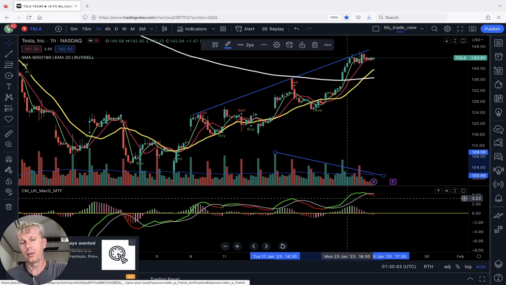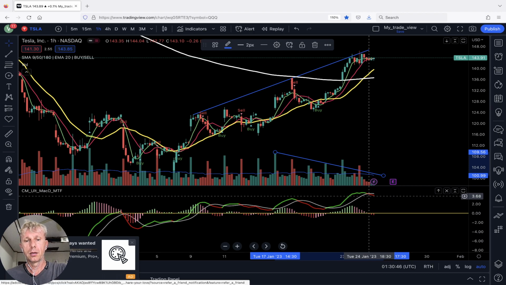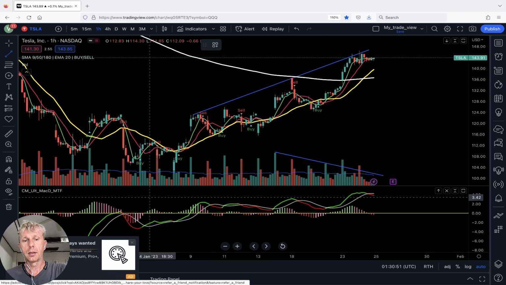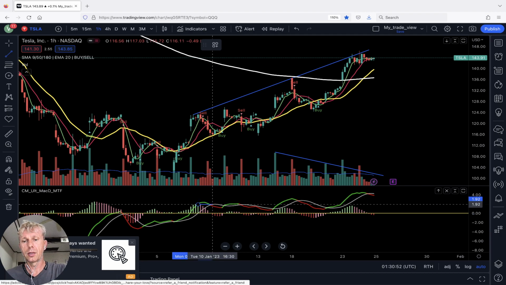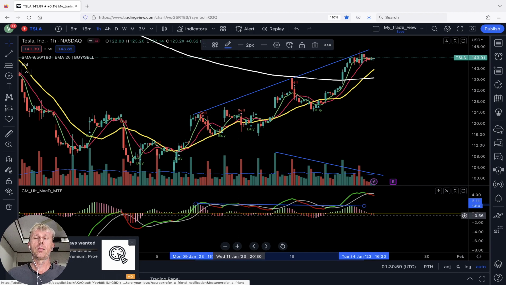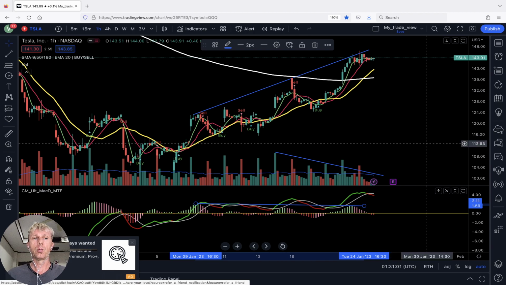MACD did a bearish crossover, and MACD has bearish divergences on the histogram. Bearish divergences on the histogram here. Okay, bearish trend on Tesla on 1 hour.